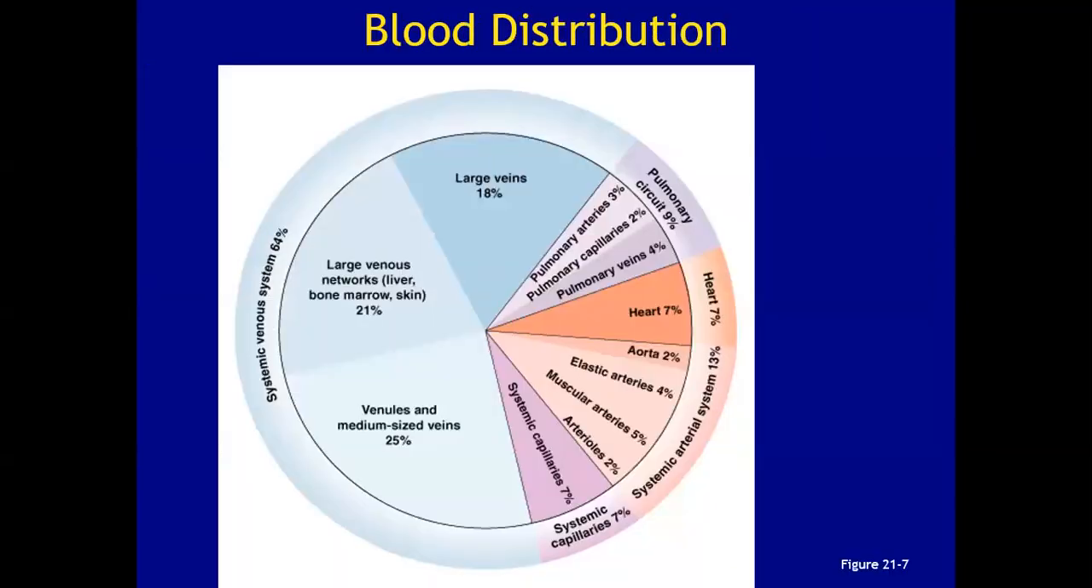I love this graph, this pie chart here. It shows us the blood distribution based on arterial versus venous blood. And if I just said, is there more blood in the venous system or in the arterial system? We want to think we want to be feeding more of that, so there should be more in the arterial, but that's not the way it is at all.